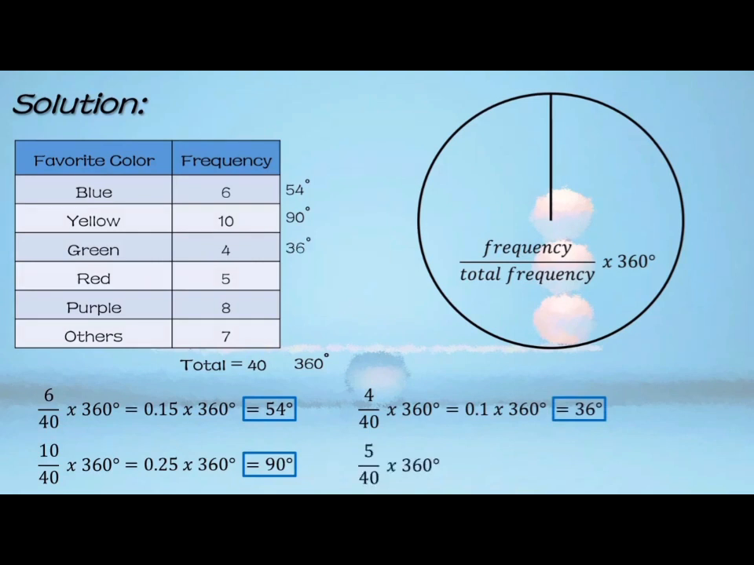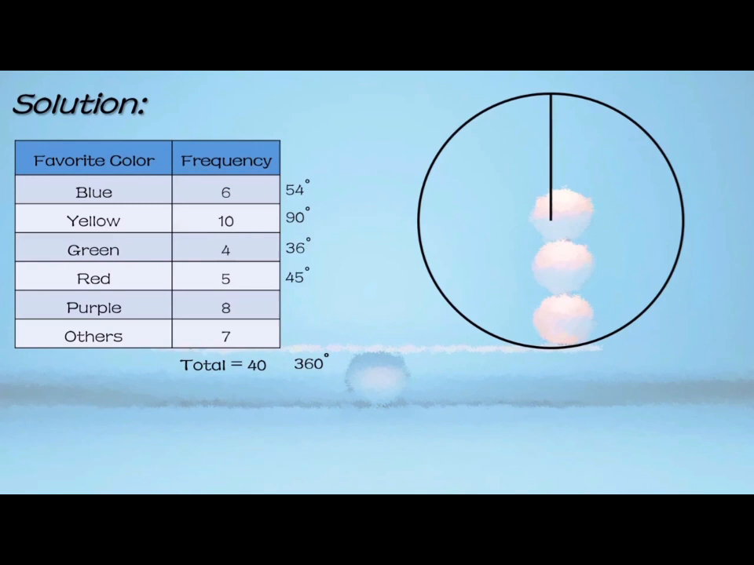And then, next is for the red color. We have 5 divided by 40 is equal to 0.125 thousandths, and then multiplied by 360 degrees equals 45 degrees. And the next is for purple. We have 8 divided by 40 times 360, so that is 0.2 times 360 degrees, that is 72 degrees. And then let's put the answer beside the purple.